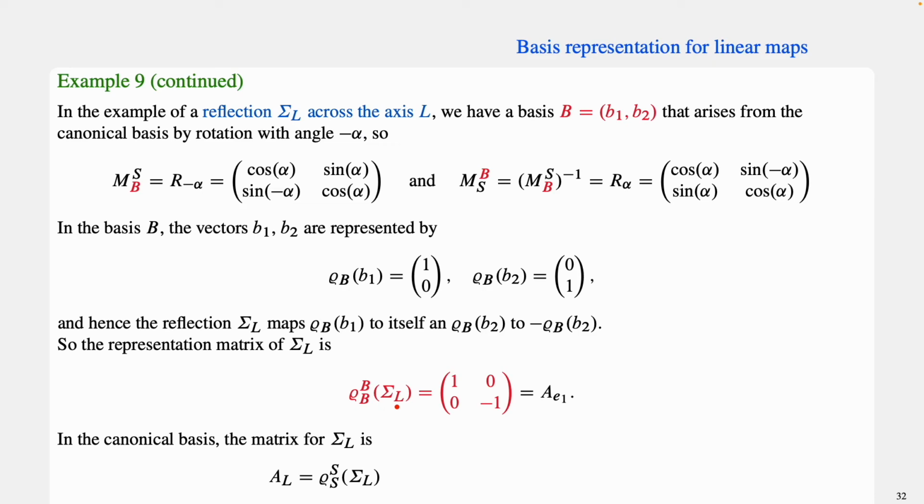Now we want to find the matrix for sigma L in the canonical basis, which we called AL. We can write this more fancily as rho SS of sigma L. And by what we learned before, this is the same as applying the change of basis MBS to rho BB of sigma L, and then applying the change of basis MSB. And we know all these parts. These are the two rotation matrices, so MBS here, MSB here, and this is the matrix here. So this is in fact the same as R alpha times AE1 times R minus alpha, and that is what we derived before from a different point of view, where we thought about rotating the axis rather than changing the coordinate system. But it's just two different points of view on the same thing.